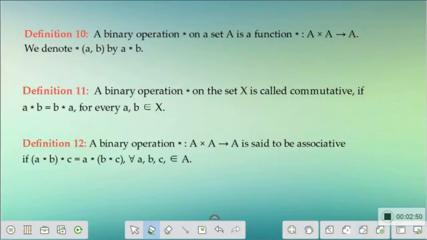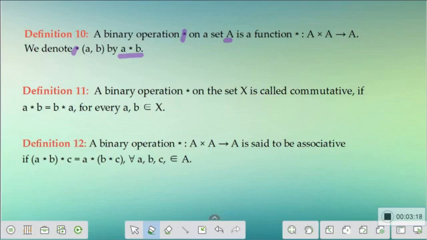A binary operation star on a set A is a function star from A cross A to A. We denote star of A comma B by A star B. So the binary operation is always represented by A star B. When you say A star B, it means there is a binary operation between the elements A and B, where the elements A and B are from the set A.